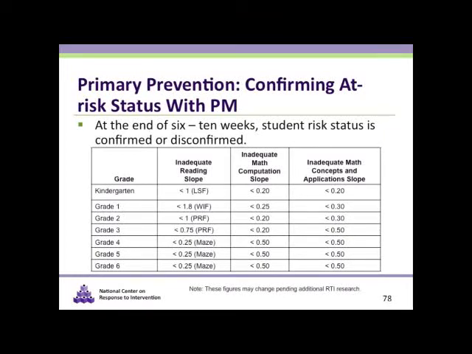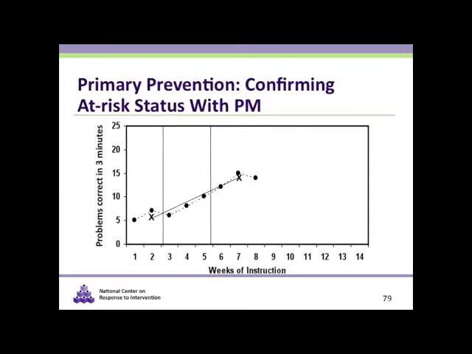We've already discussed calculating slope. This table shows the reading and math slopes deemed inadequate as measured by CBM after 6 to 10 weeks of primary prevention. This data may change pending additional RTI research. This student's graph has a CBM computation slope of 14 minus 5 divided by 7, which equals 1.29. So this fourth grade student is exceeding the 0.50 cutoff for CBM computation. This student is progressing adequately in primary prevention in the general education classroom.